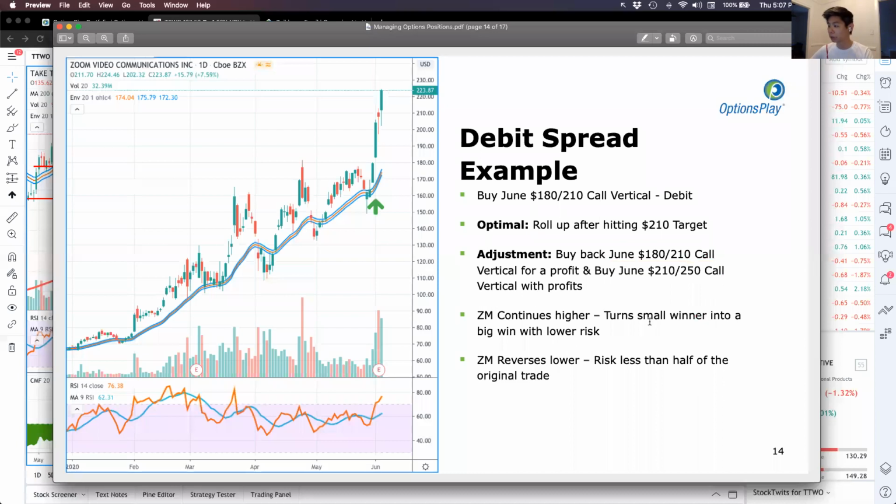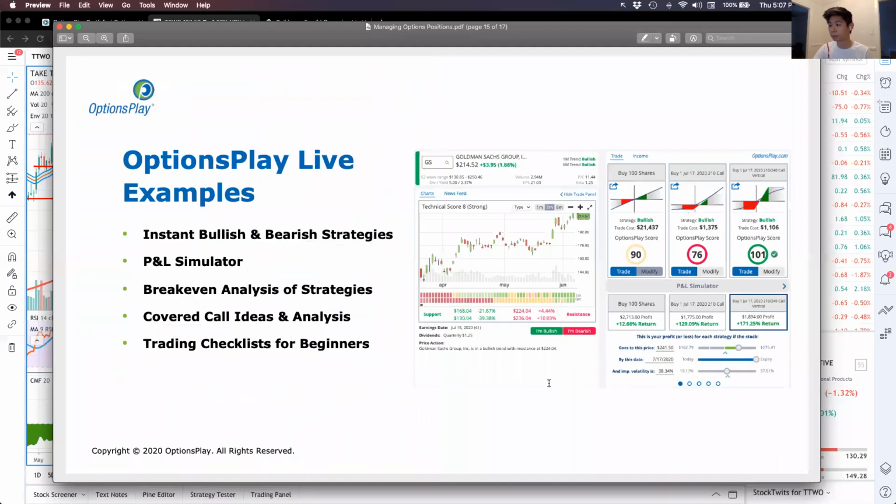And this is really what allows you to do that. And if Zoom continues to move higher, you turn your small winner into a big win with lower risk. And if Zoom reverses lower, which I do think after hours it seems to have reversed lower, you're risking less than half of the risk that you took on with the original trade. So you're putting yourself in a position to really hit home runs while reducing your risk on the overall trade. So this is just an example of how you can turn a winner into potentially a substantially larger winner.